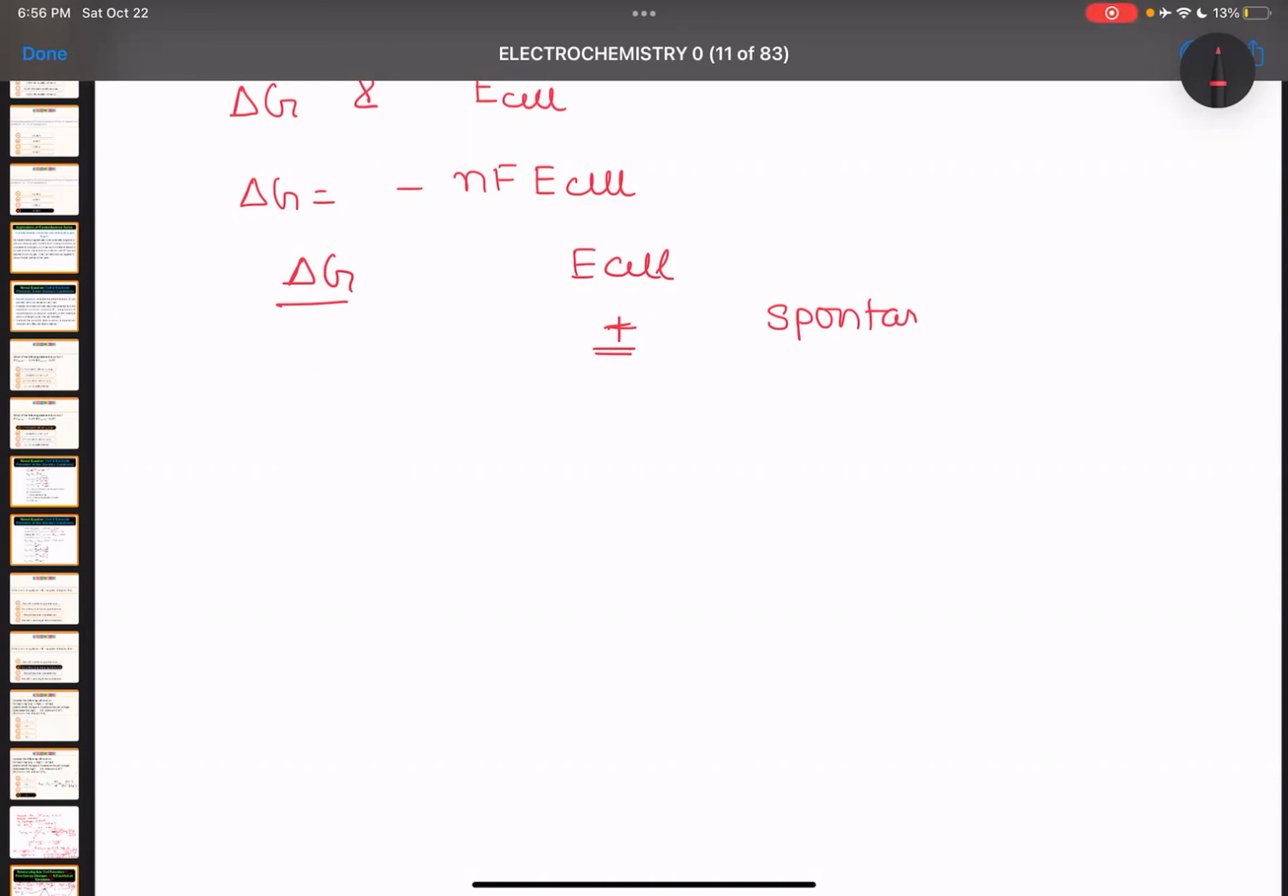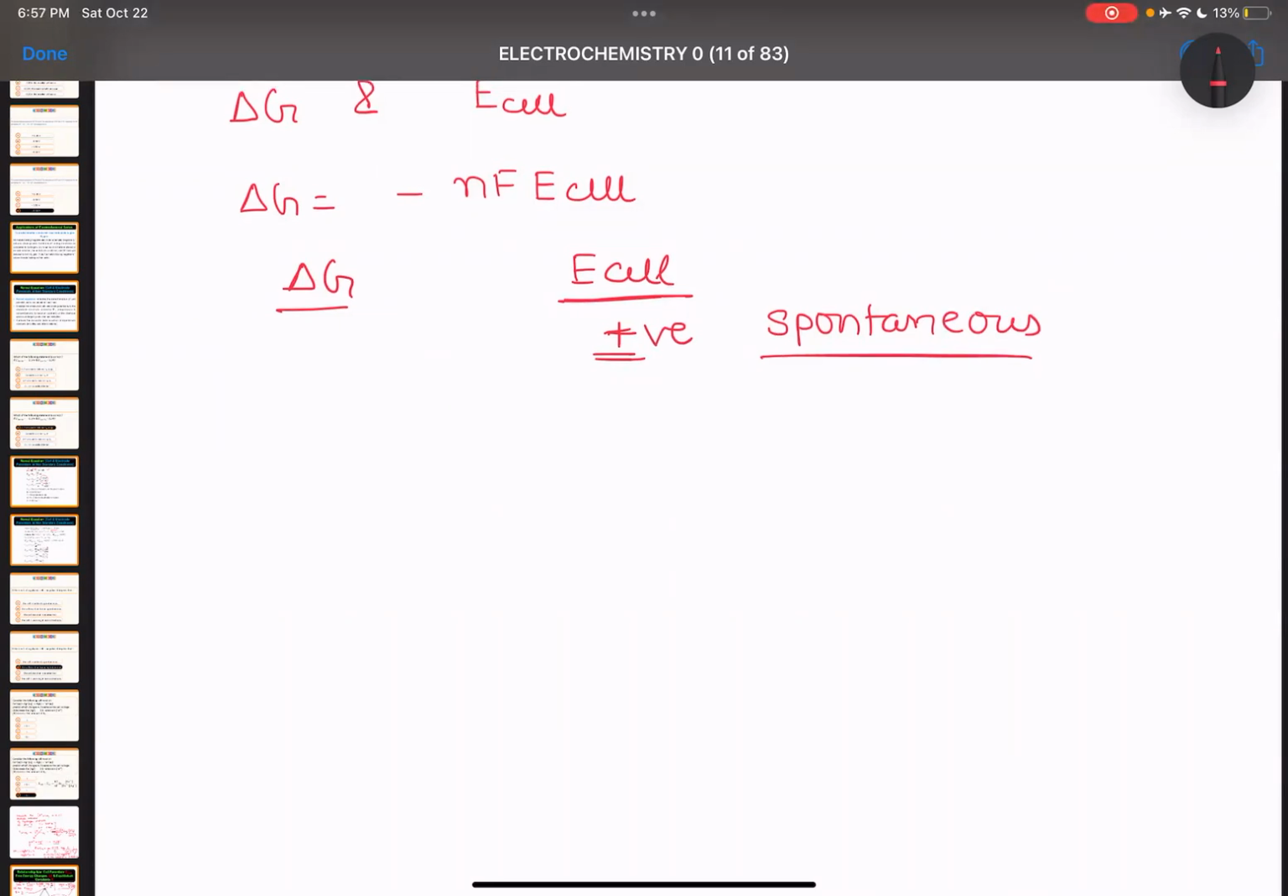If EMF is positive, it means the cell will work, the cell is giving us voltage. And the cell reaction is going to work, which means it is spontaneous. Reaction is spontaneous means it can occur on its own. That's why we are getting the voltage. Clear?